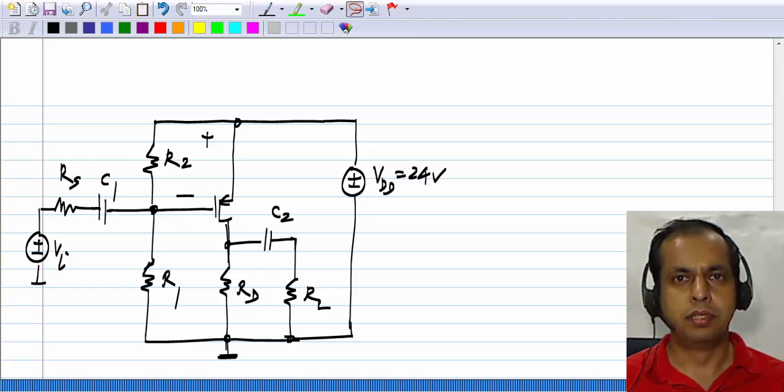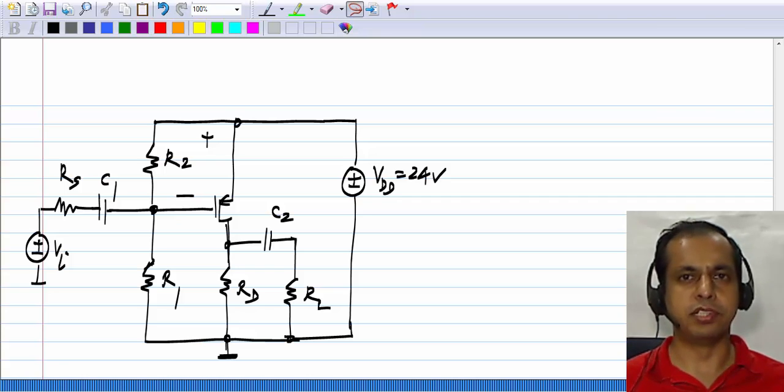We have seen that a common source amplifier using a PMOS transistor has the same small signal picture as that using an NMOS transistor, and its characteristics are also largely the same. Any differences between these two are only in the parameter values, because mu n Cox is different from mu p Cox and VTP is different from VTN.